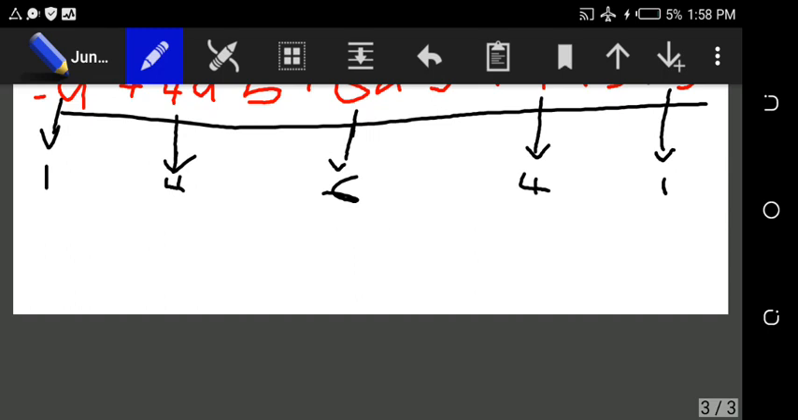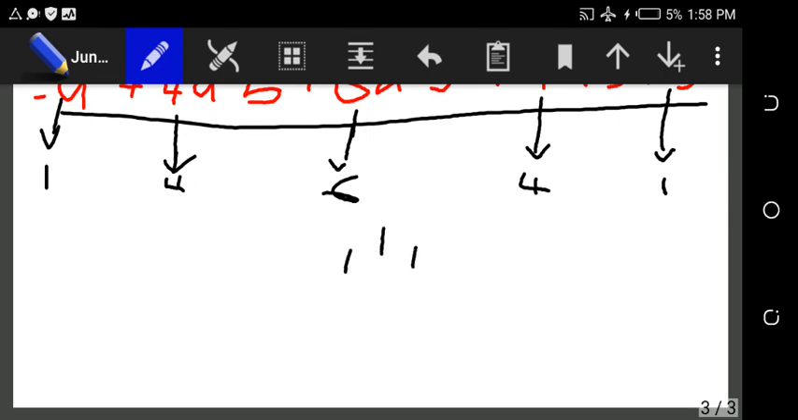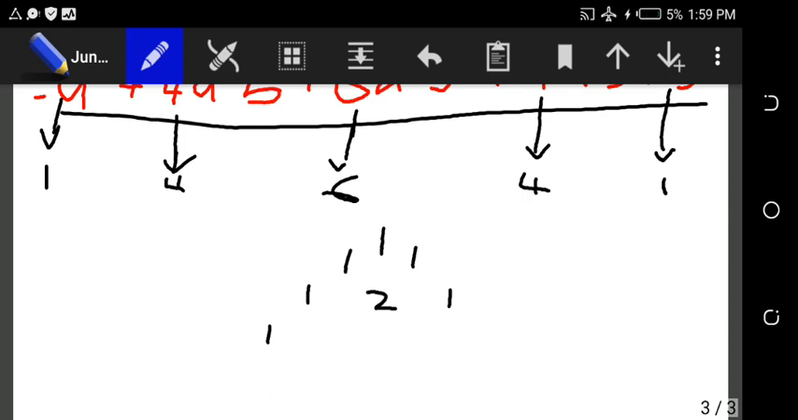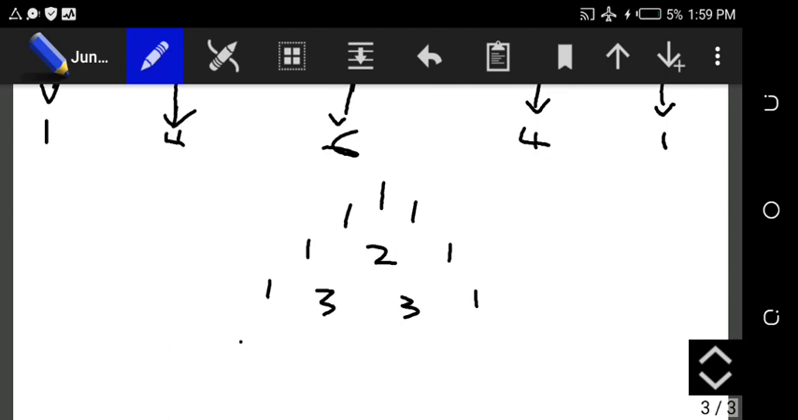Remember, if we want to do that, we start with 1, then we have 1 and 1. Starting with 1, 1 plus 1 will give us 2, and we write a 1. Start with 1, 1 plus 2 will give us 3, 2 plus 1 will give us 3, and we have a 1. And the next one, start with a 1, 1 plus 3 will give us 4, 3 plus 3 will give us 6, 3 plus 1 will give us 4, and we have a 1.